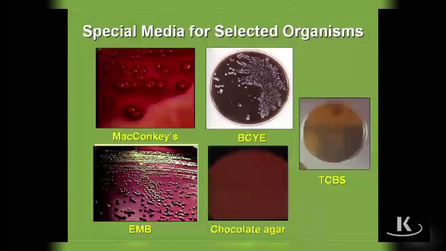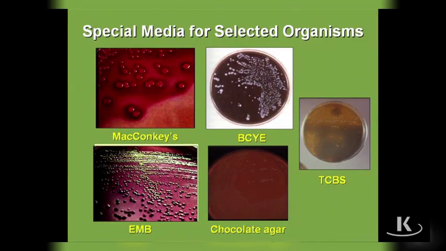TCBS is a sucrose-based medium that is used to culture the vibrios, because vibrio ferments sucrose and will actually turn that culture medium orange. Okay? So those are some different examples. It's not a comprehensive list, but what we will do is when we talk about the organism specifically, we'll mention the type of media. And again, I'll try to pound in there how important the different types of media are.